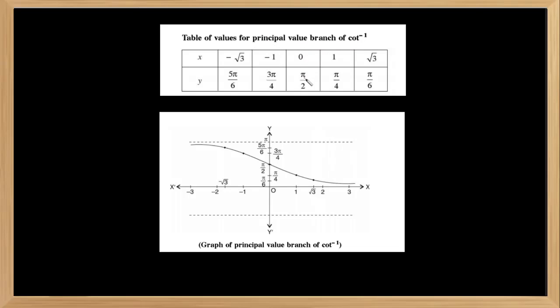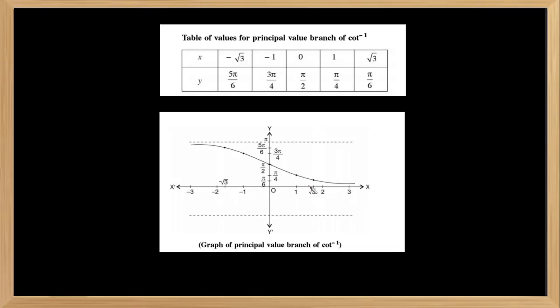Cot pi by 2 is 0, so cot inverse 0 is pi by 2. Cot pi by 4 is 1, so cot inverse 1 is pi by 4. Cot pi by 6 is root 3, so cot inverse root 3 is pi by 6. Cot 3 pi by 4 is minus 1, so cot inverse minus 1 is 3 pi by 4. Cot 5 pi by 6 is minus root 3, so cot inverse of minus root 3 is 5 pi by 6. We'll discuss how to find these values later on also.